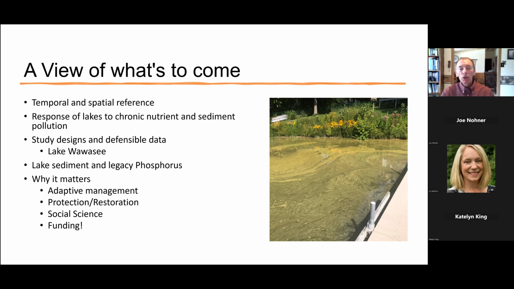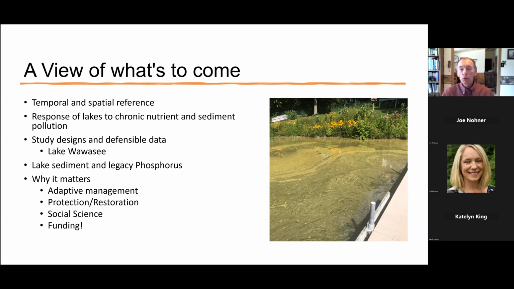And then I want to share with you some information about something we've just recently started, and that is to take a look at the lake sediment and the legacy phosphorus that's tied up in many of our lakes. And then we'll talk a little bit about why it matters. It's one thing to collect data on any sort of natural system, but then you ultimately have to come to why does it really matter?